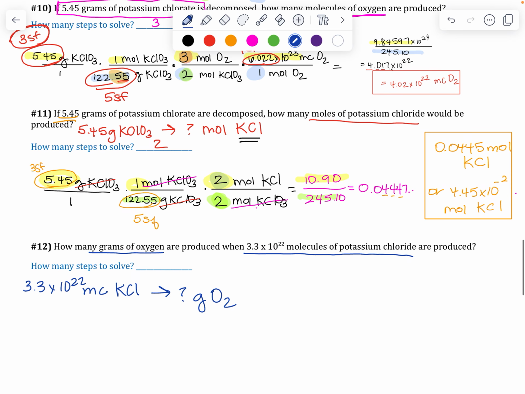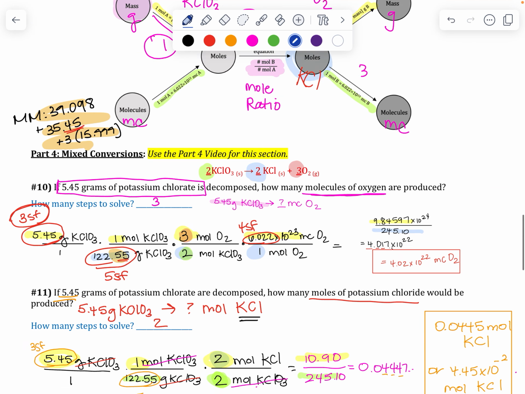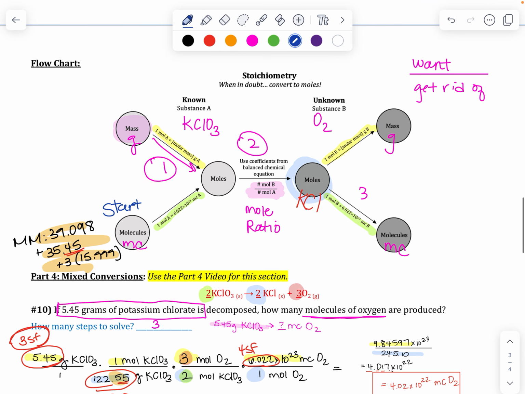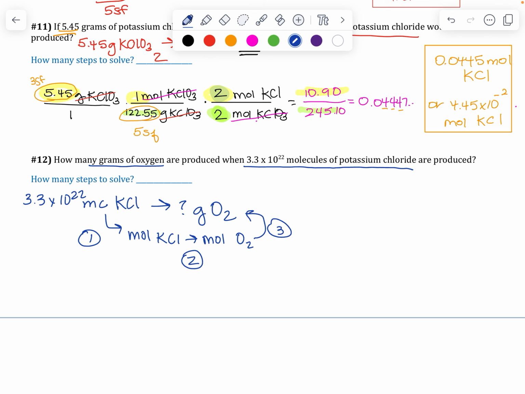So if we're thinking of our steps, we're going to need to go molecules to moles of KCl before we can get to our moles of oxygen, before we can get to our grams of oxygen. So this is going to be 1, 2, 3 steps total. Or if we look up here, we are starting with molecules. We are ending with grams. And so that will be 1, 2, 3 steps for this conversion. All right, so let's go ahead and set up our work.